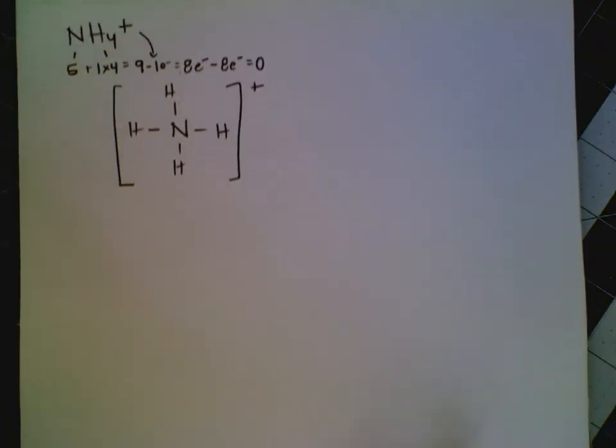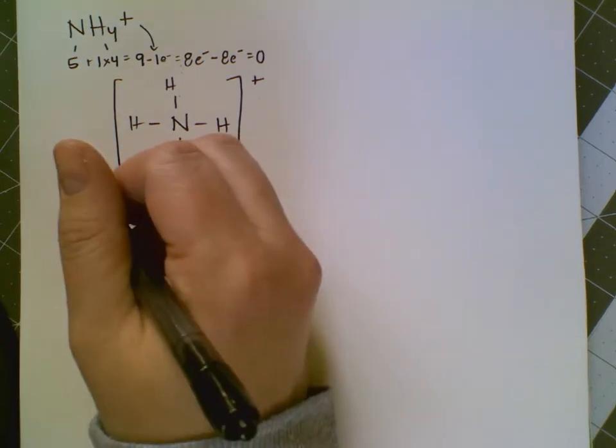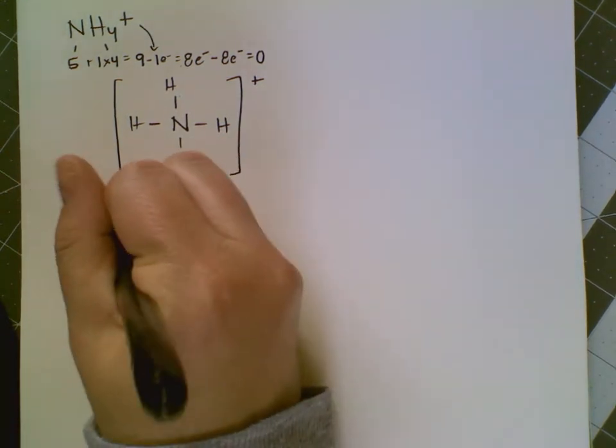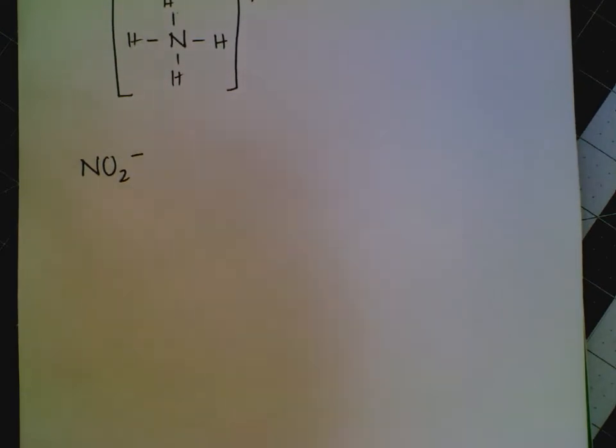Okay? The other example, and I want you guys to try this one on your own and then we'll go over it, is NO2-. Now, this is called the nitrite polyatomic ion. We didn't ask you to memorize this one, but it is another polyatomic cluster. So what I want you to do is pause your video and give this example a try, and then we'll go over it in just a couple seconds. Good luck.